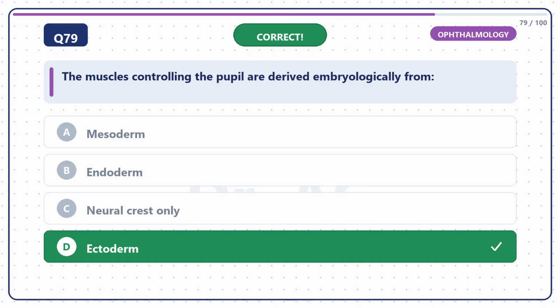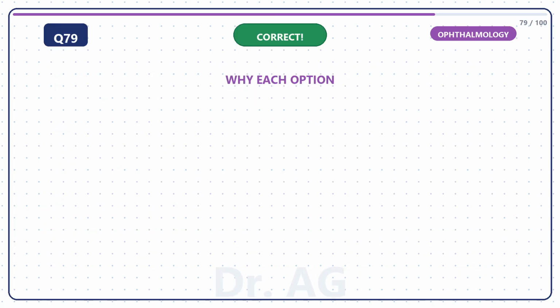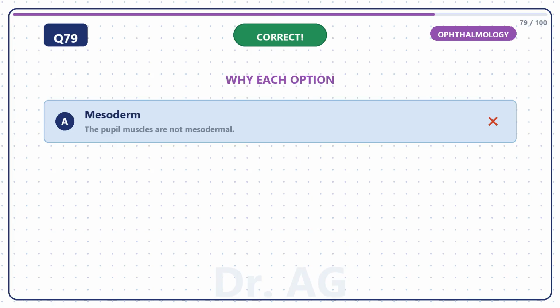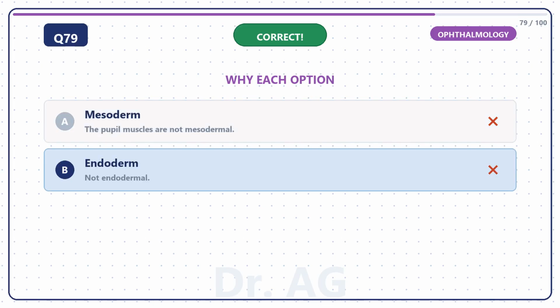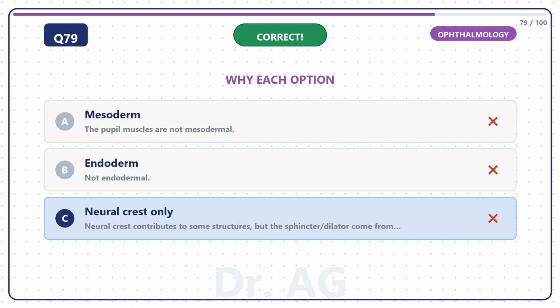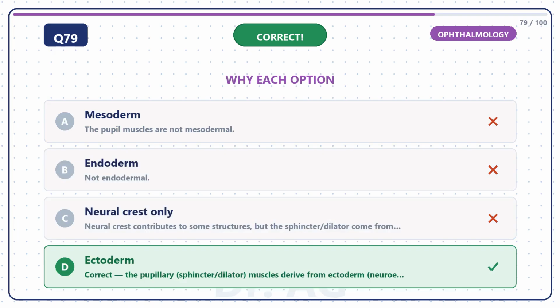The correct answer is option D. Ectoderm. Let's go through the options. Mesoderm. The pupil muscles are not mesodermal. Endoderm. Not endodermal. Neural crest only. Neural crest contributes to some structures, but the sphincter and dilator come from neuroectoderm. And the correct answer is ectoderm. Correct. The pupillary sphincter and dilator muscles derive from ectoderm, neuroectoderm of the optic cup. So, the right answer is option D.